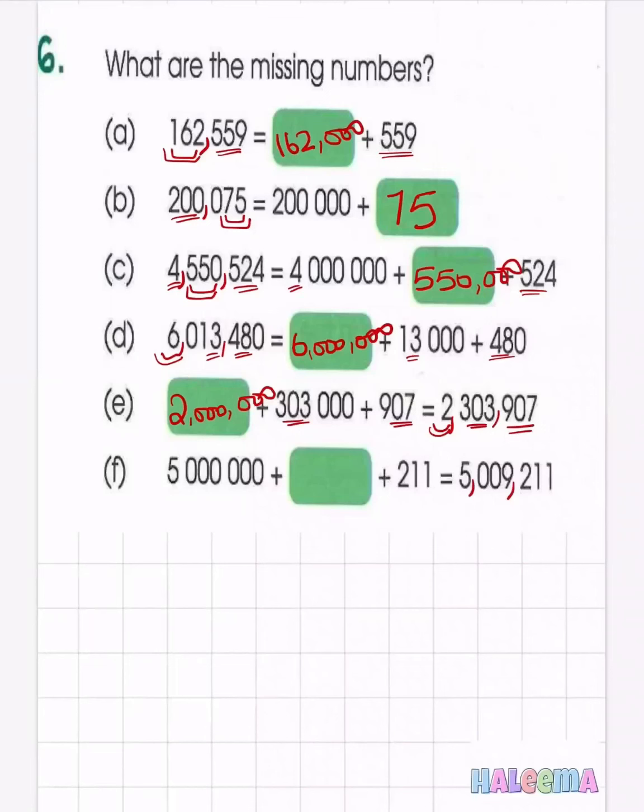5,009,211. Look, 5 million is done for you. 211 is done for you. What we're left with is 9,000. That's it. This is the answer.